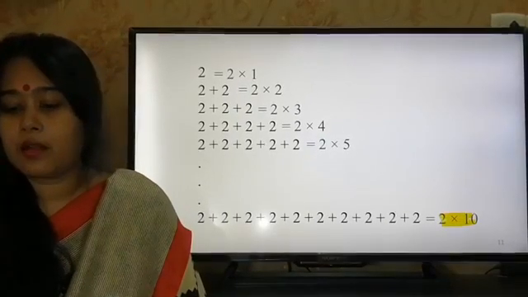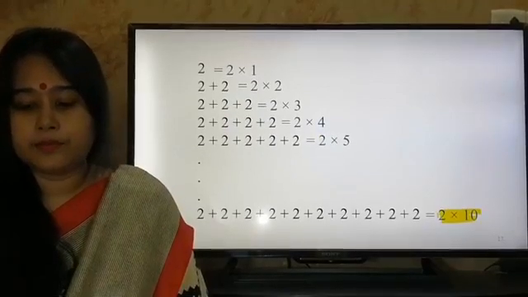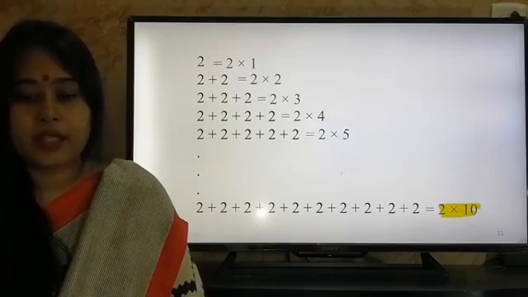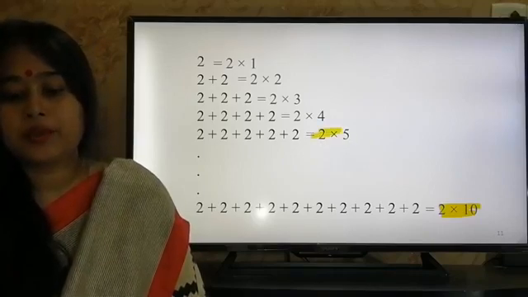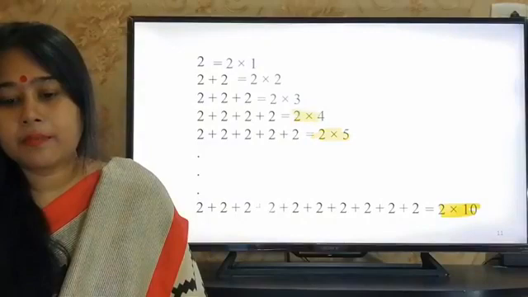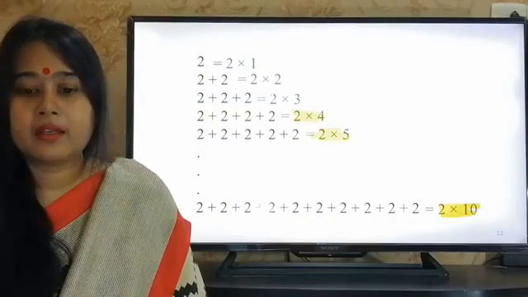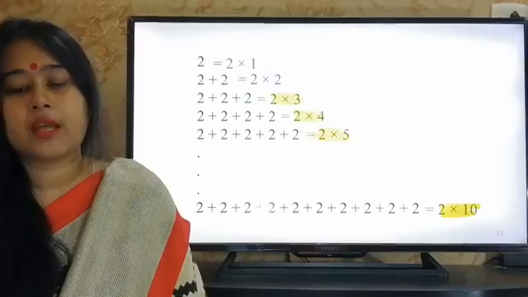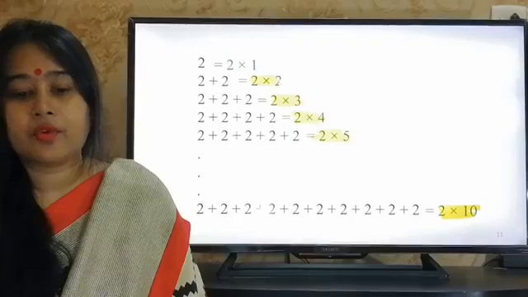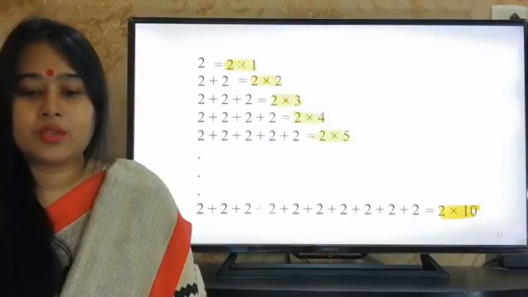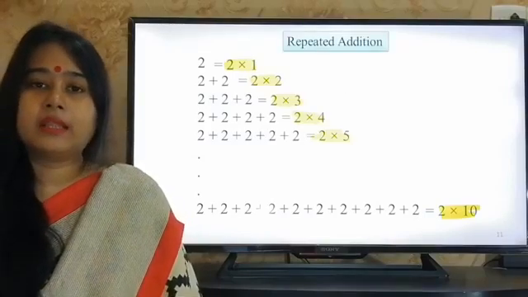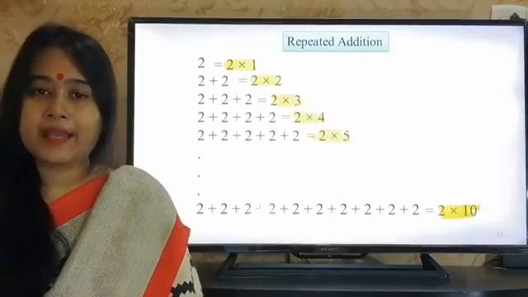As you can see, 2 into 10, that is 2 is added for 10 times. Here you can see 2 into 5, that 2 is added for 5 times, and here 2 into 4, that means 2 is added for 4 times, and here 2 into 3, that is 2 is added for 3 times, here 2 into 2, that means 2 is added for 2 times, and here 2 into 1 for 2. Okay. So what do we call these? These are called repeated addition.